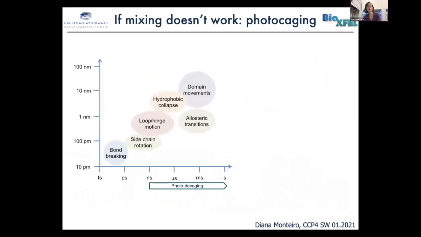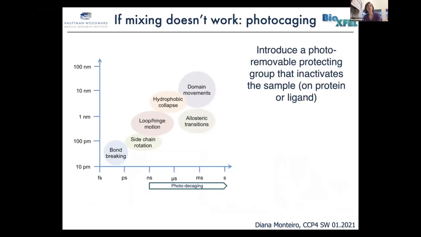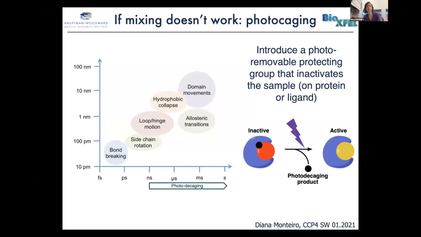Okay, so what if mixing doesn't work? And your protein is not photoactivatable. So then we start playing some other tricks. And I'm a photochemist, so I do a lot of photochemistry dedicated to time-resolved crystallography. And that basically means that what I do is I make chemical modifications to either a protein or its ligand by adding a group that then I can cleave off with light to trigger the reaction. So it's kind of an artificial way of making something photoactivatable.